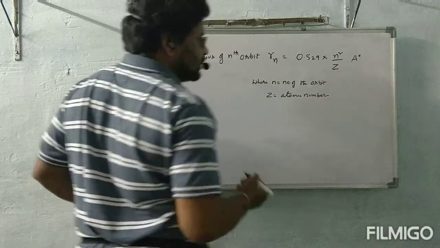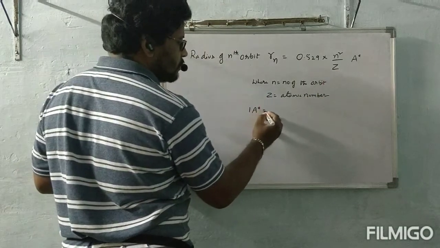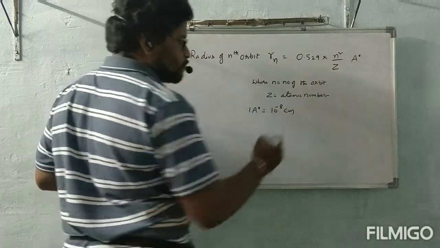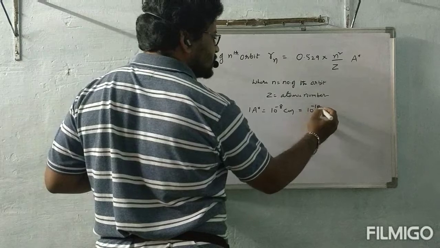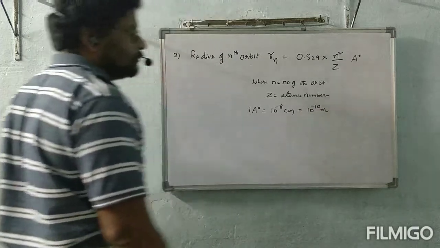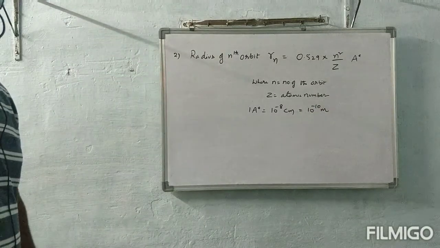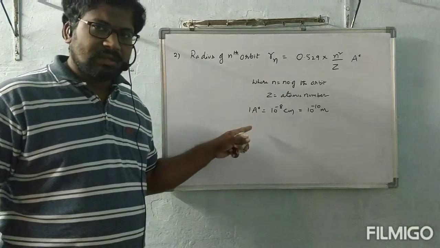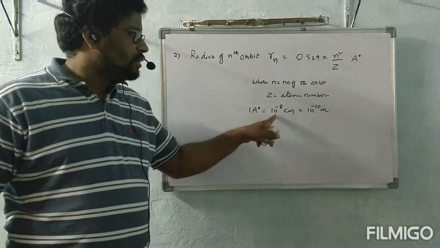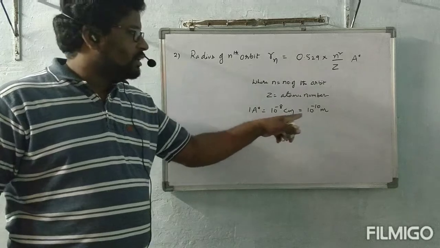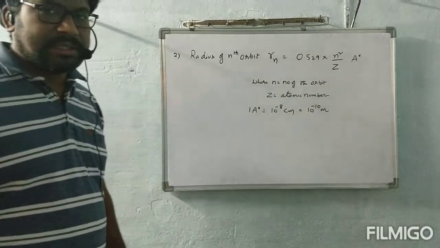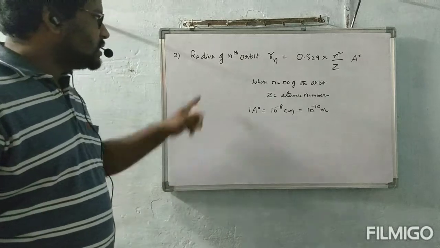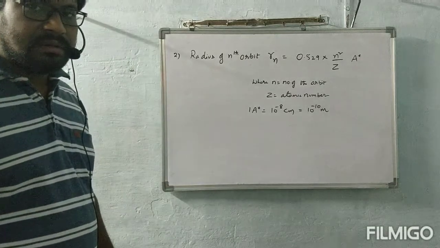1 angstrom is equal to 10 power minus 8 centimeters, which is equal to 10 power minus 10 meters. That is the conversion. This is the unit of distance or length. That is the relation between angstroms and centimeters. This is the formula of radius of nth orbit.